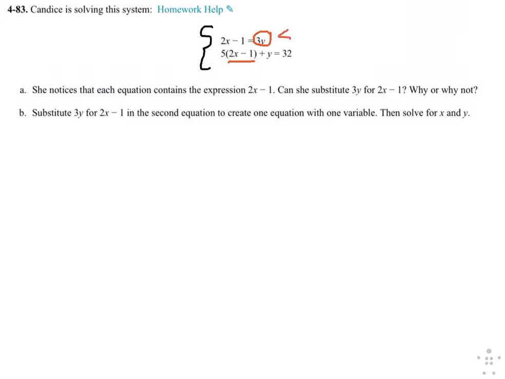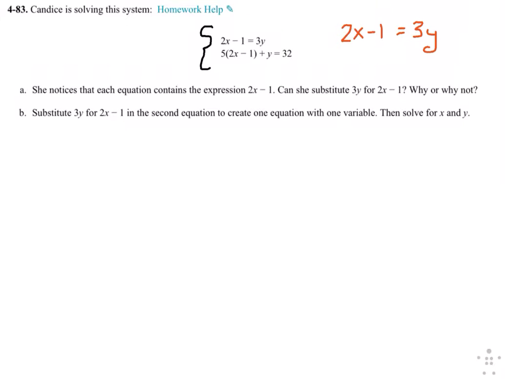And yes, of course she can do that, because look, this statement says that 2x minus 1 and 3y are equal. So wherever we see a 2x minus 1, we could replace it with a 3y. Wherever we see a 3y, we could replace it with a 2x minus 1. So yes, she can do that. Okay, so yes, she can, and because they're equal.